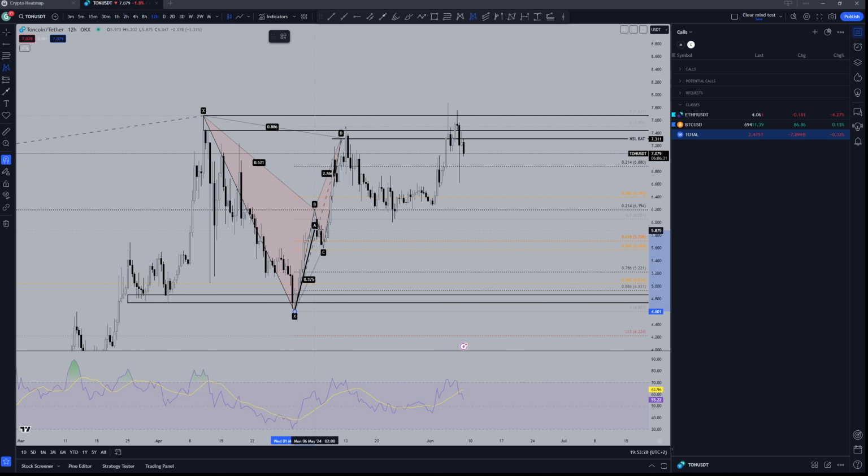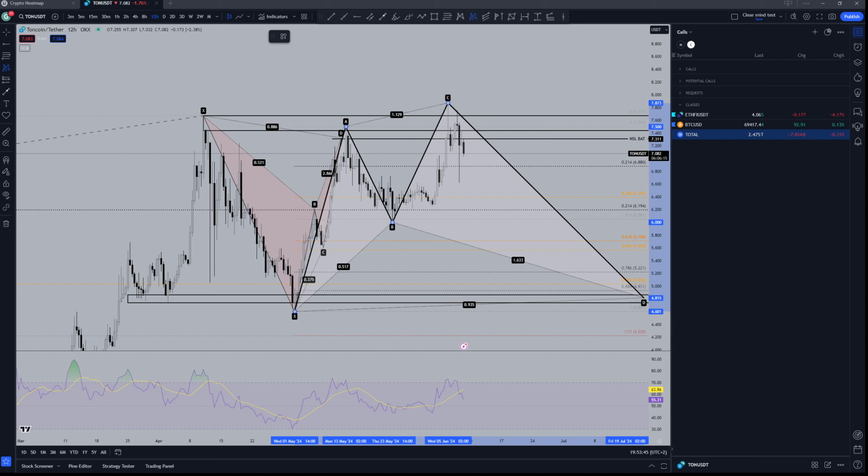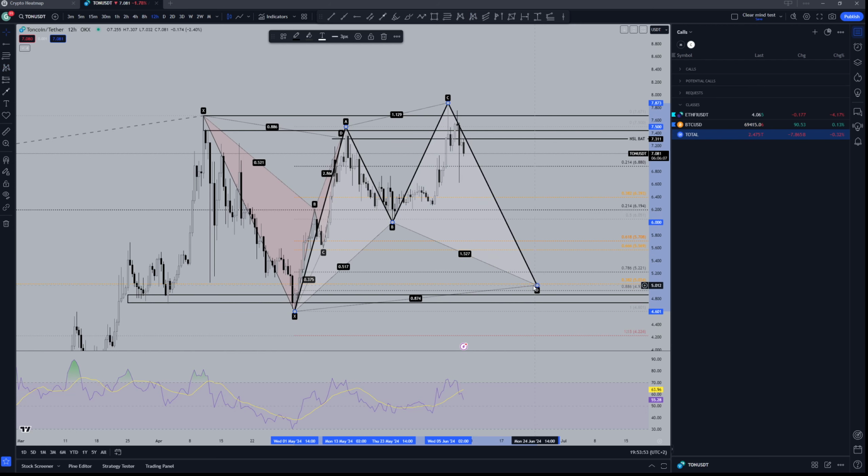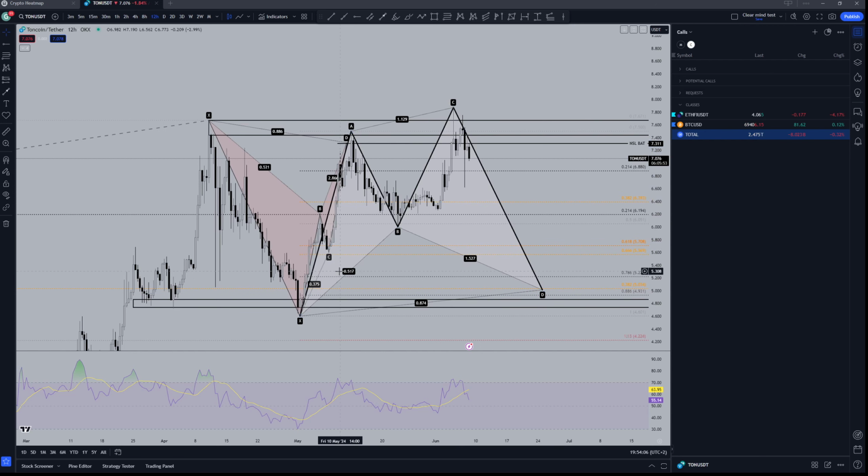Okay, so use Cypher for this because of the extension. We would get a 1.12, which technically would be valid for a Shark, but I personally don't like this 0.5. I personally only take plays on harmonics if the XC is completely within tolerance. For a Shark, the XC would be a 0.382 or a 0.618. Some people take it as an area between those two, but I personally take it as it has to be a 0.382 or a 0.618. So I would not base a play off of this alone.